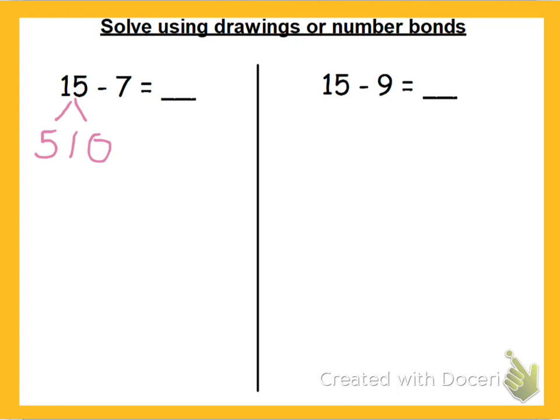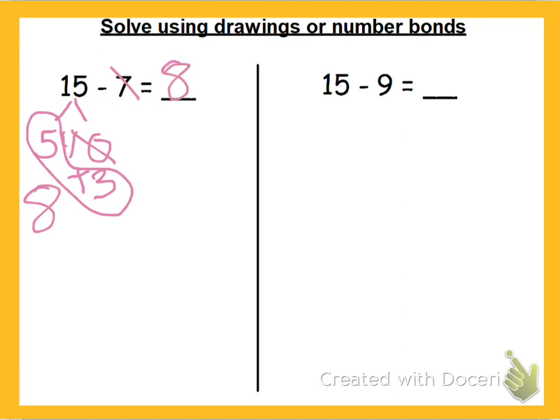Now we're going to take away 7 from 10. Well, we know that if we take 7 away from 10, there's going to be 3 left because 7 and 3 are 10 buddies. Now we're going to add our leftovers. 5 plus 3 is 5, 6, 7, 8, is 8. So 15 minus 7 equals 8.